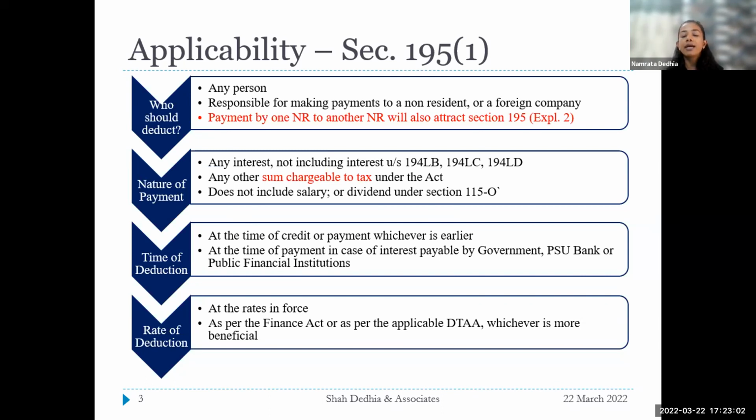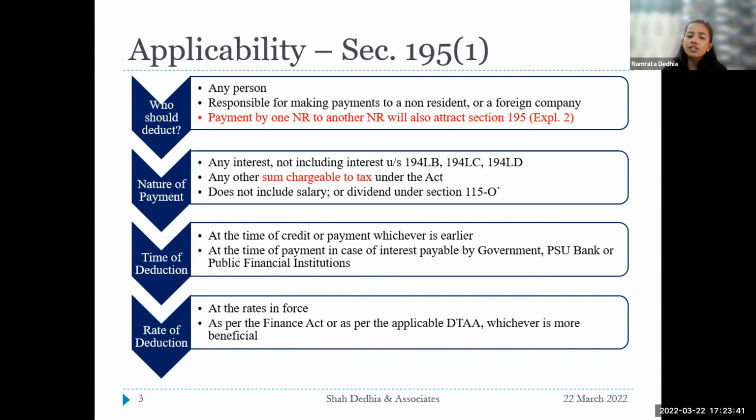So the bottom line, at the cost of repetition, is that any payment being made by any person, whether resident or non-resident, if the sum is chargeable to tax under the Act, will attract TDS provisions under section 195. Whenever we are certifying for our client and advising the client on the applicability of TDS, what we need to look at is whether whatever payment is being made is a sum chargeable to tax under the Act. Evaluation of the chargeability of that amount is the entire analysis that we need to do.